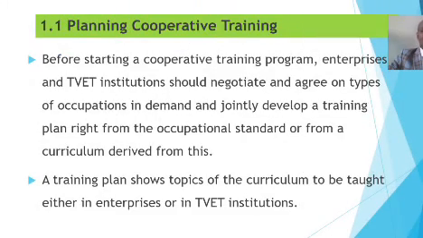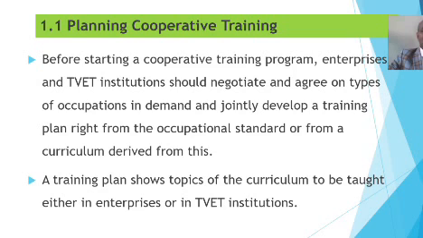The first one is planning cooperative training. What does planning cooperative training mean? Before starting a cooperative training program, the enterprise and the TVET institute should negotiate and agree on the types of occupations in demand, and jointly develop a training plan right from the occupational standard or from the curriculum derived from it. This means, who is going to implement cooperative training? We have said that it is training institutions or training providers, and employers or industries.